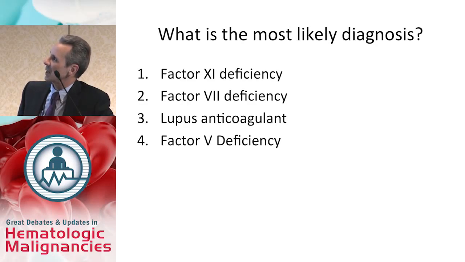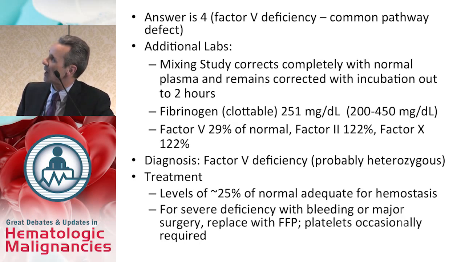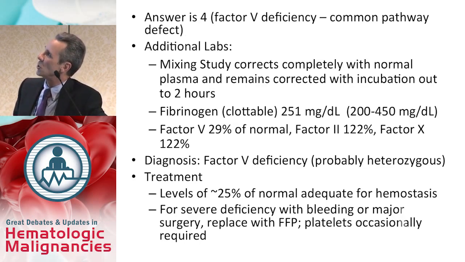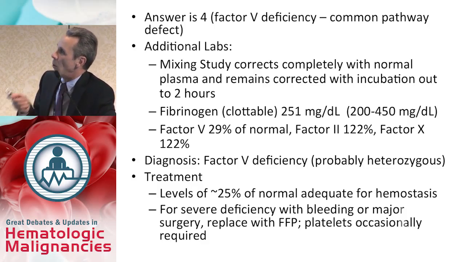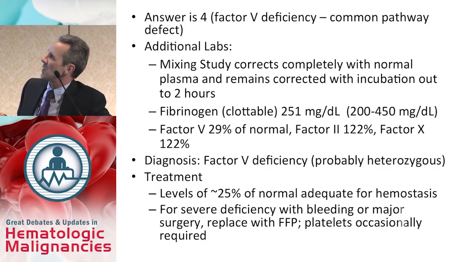So what's the most likely diagnosis? Factor 11, 7, lupus inhibitor, factor V deficiency. Now we're in the common pathway, so the only one of these factors that's in the common pathway is factor V. And then we do additional studies. They actually did a mixing study which corrected completely and remained corrected.